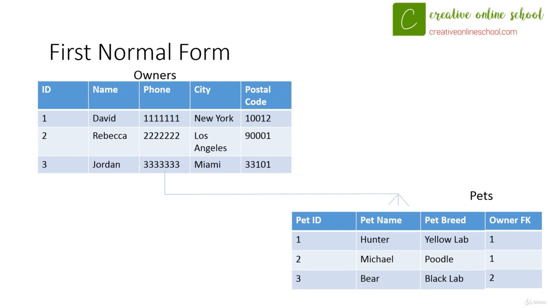As you can see, the foreign key 1 inside of the pets table is known as the owner David, as you can see right here. So David owns more than one pet.